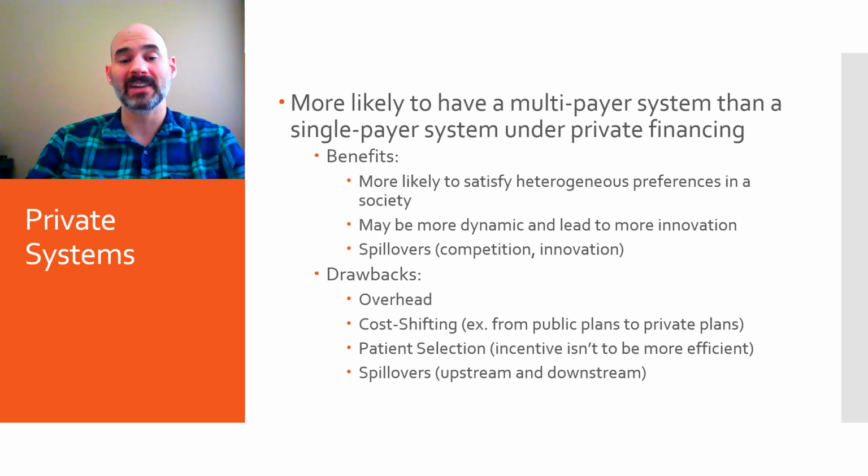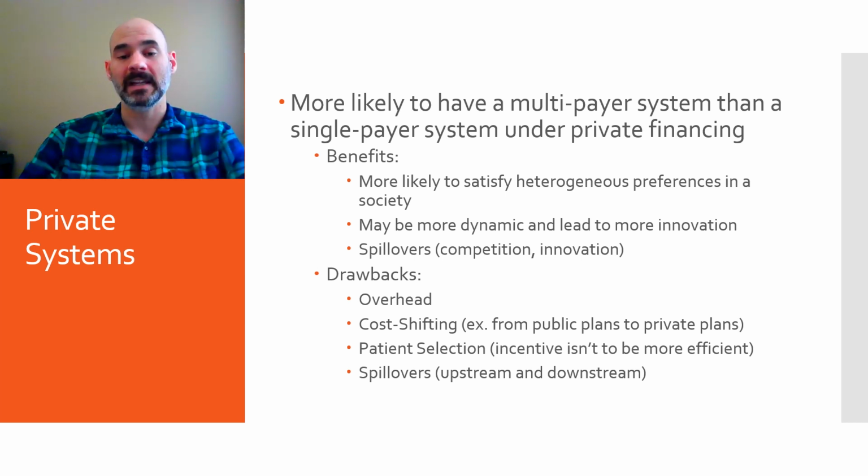If there's patient selection, then the insurance firms that exist under the multi-payer system may not actually be competing in terms of price with each other and offering lower premiums. They may just be trying to attract the healthiest patients to their company, to their plans. And so they don't have an incentive to necessarily improve their efficiency or become a more streamlined, more efficient company.